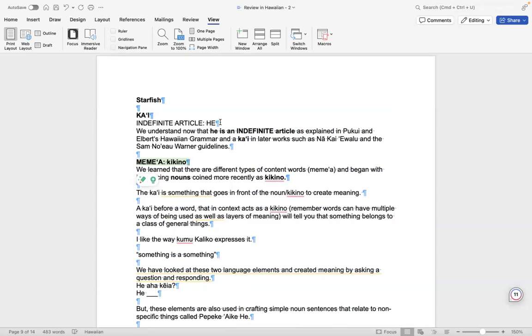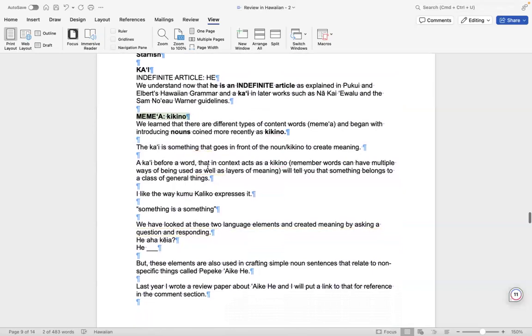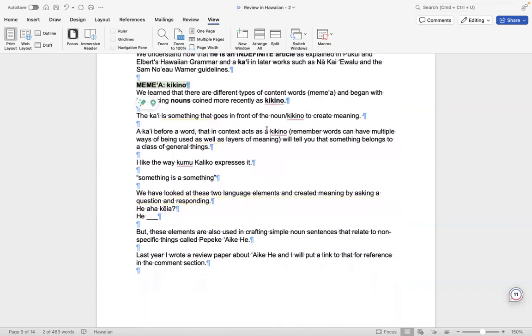So he is just one of many, and kikino is one of 4 different types of memeʻa that are content words. We learned that there are different types of content words and began with introducing nouns, coined more recently as kikino. The kaʻi is something that goes in front of the noun kikino to create meaning. A kaʻi before a word that in context acts as a kikino. Remember, words can have multiple ways of being used as well as layers of meaning. We did that in the first lesson of this review.